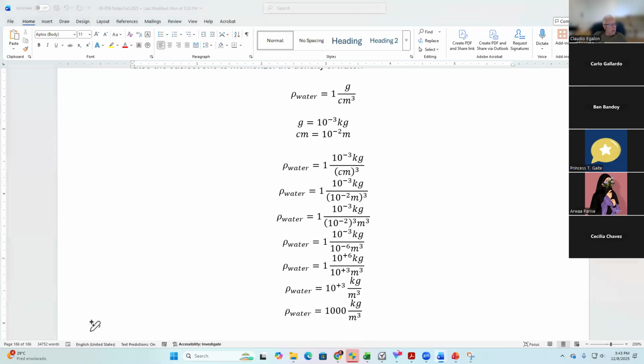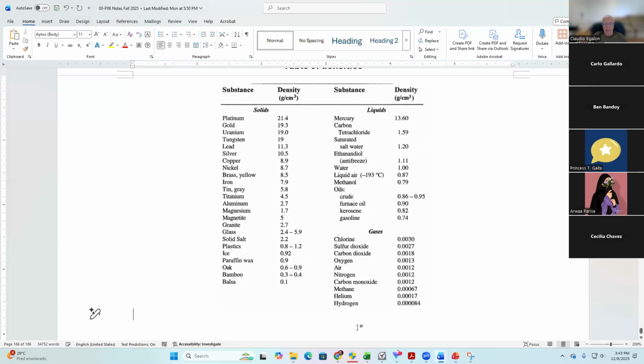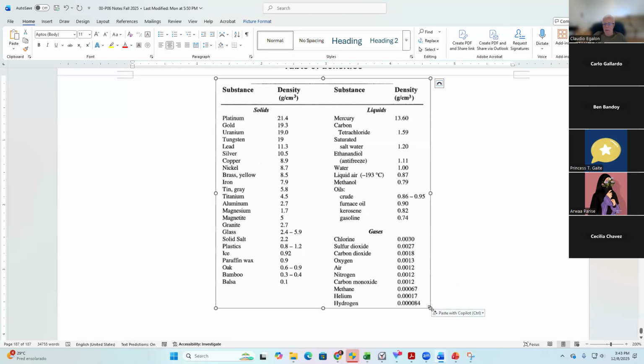And here's a table of densities. You don't have to memorize this table, but you at least have to know the density of water. 1 gram per cubic centimeter. That's not difficult to memorize, right? 1 gram per cubic centimeter or 1,000 kilograms per cubic meter. Let's take a look at the mass densities of different substances.